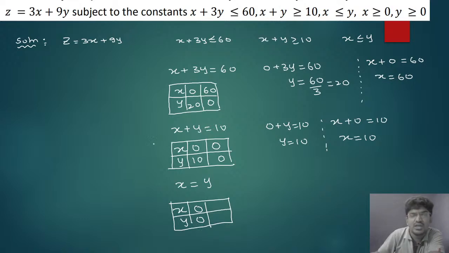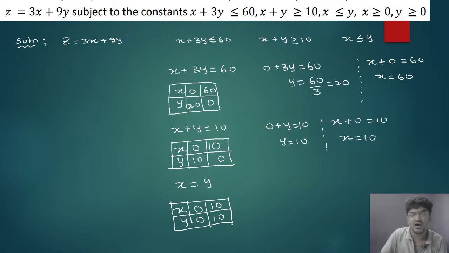Keep in mind, you have to choose any value from the previous box. Are you getting my point? If x is 0, y is 10; y is 0, x is 10. So if here x is 0, y is 0, you have to choose any point from the previous number. I will choose x is 10. If x is 10, then y is also going to be 10.